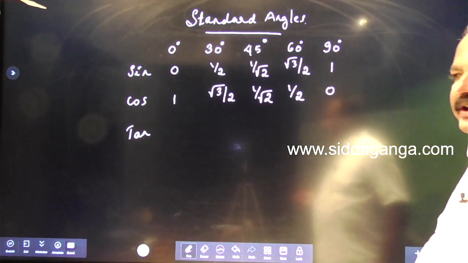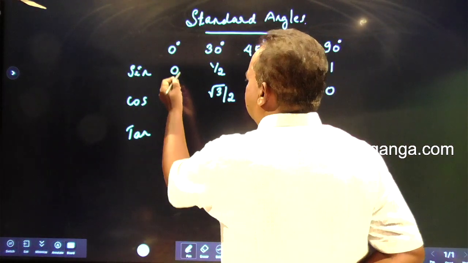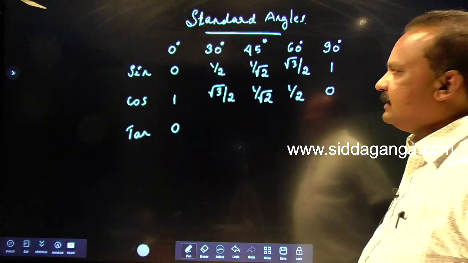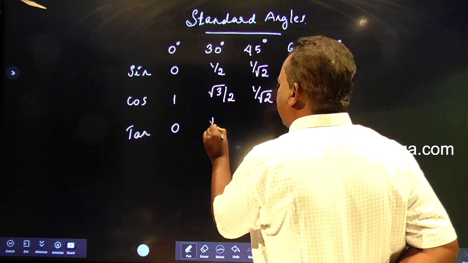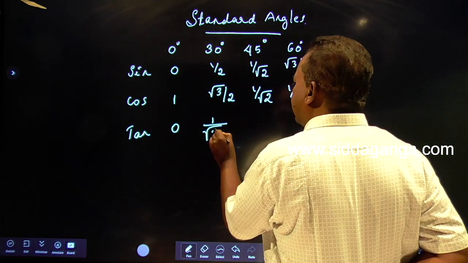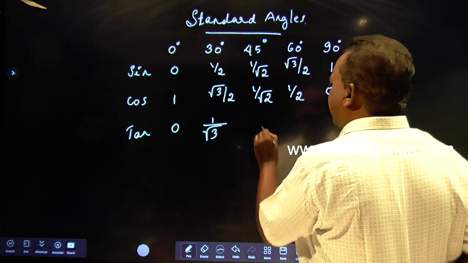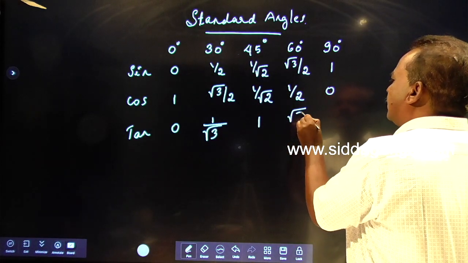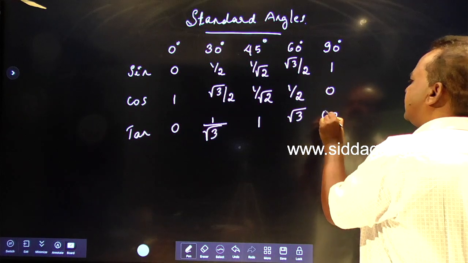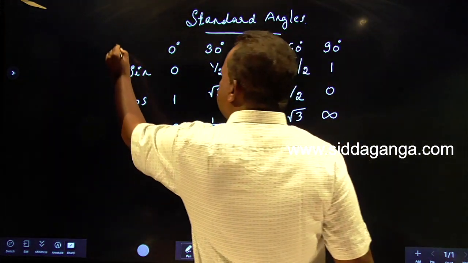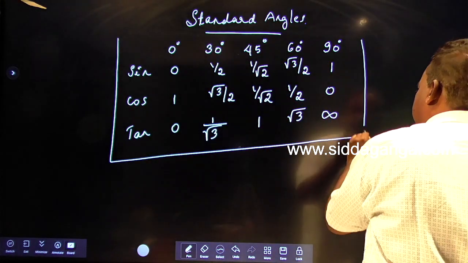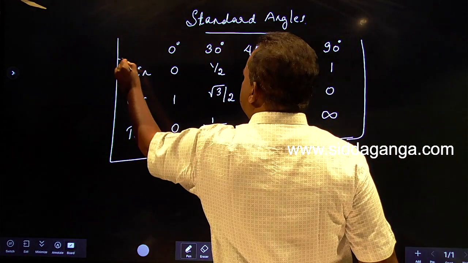Sine divided by cos gives you the value of tan. 0 divided by 1, 0. Tan 0 is 0. 1 divided by root 3, tan 30 is 1 by root 3. Tan 45 is 1, tan 60 is root 3, tan 90 is infinity. So these can be considered as the trigonometric functions of standard angles.